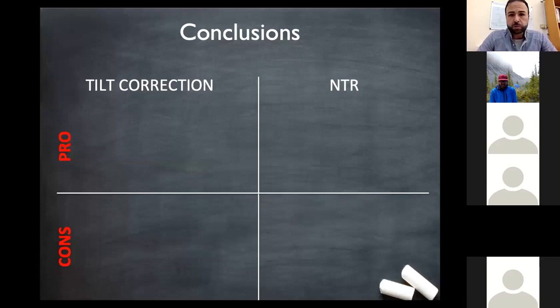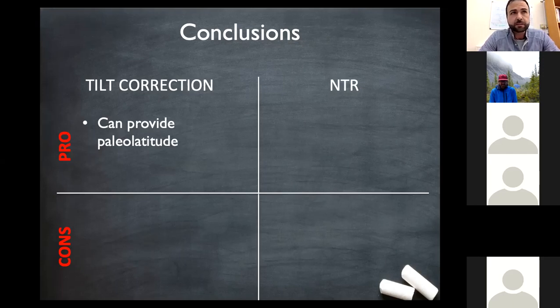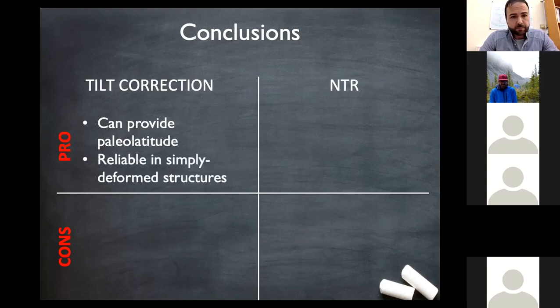All right, so I want to conclude by showing you some pros and cons of each of the two methods, the tilt correction and the net tectonic rotation. In terms of benefits, the tilt correction can provide paleolatitude, which can sometimes be very useful for specific studies. If we really want to know the latitude of the rock, you can only obtain that by calculating the tilt-corrected direction of magnetization, which cannot be obtained by the net tectonic rotation analysis. The other pro of the tilt correction is that it's quite reliable when we deal with simple structures, so structures that experience a simple tilt by very normal geological structures like normal faults, reverse faults, and maybe just one phase of deformation.